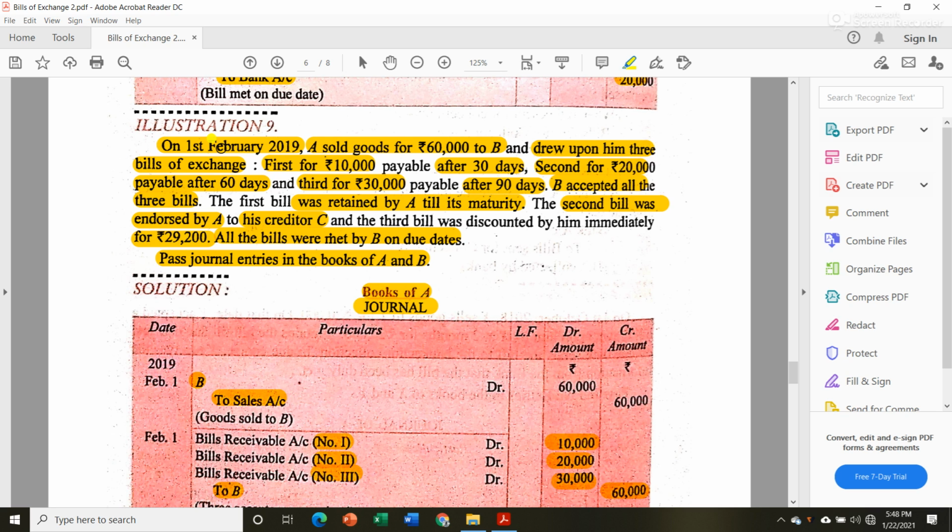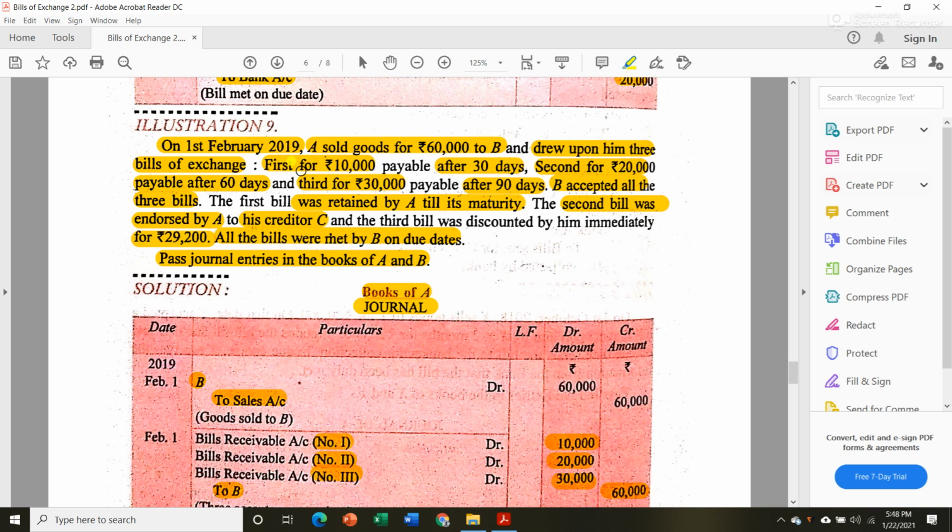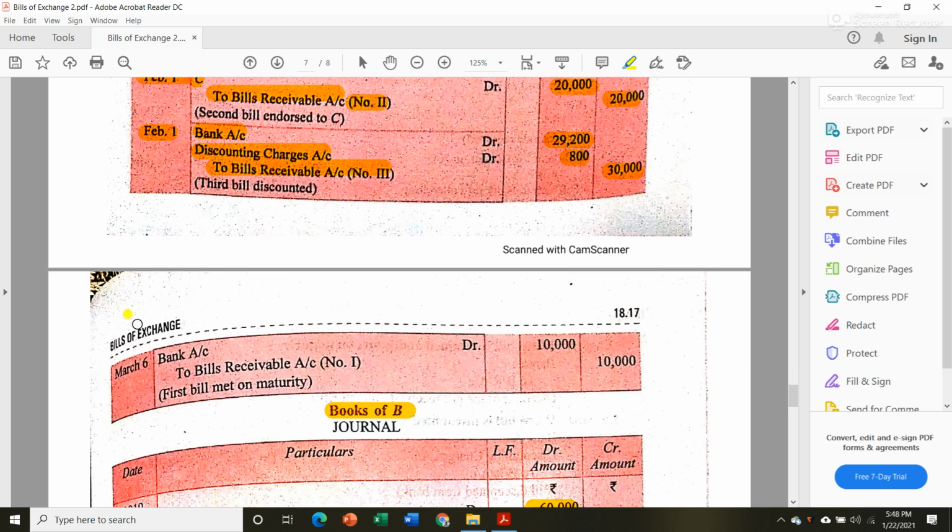Okay, then add 3 days of grace, 4th March, 5th March, 6th March. So our first bill becomes payable on 6th March. Okay, so since he retained that bill till 6th March and he received the amount from B on that date, we will pass one journal entry on 6th March, bank account debit to bills receivable account number 1, rupees 10,000.